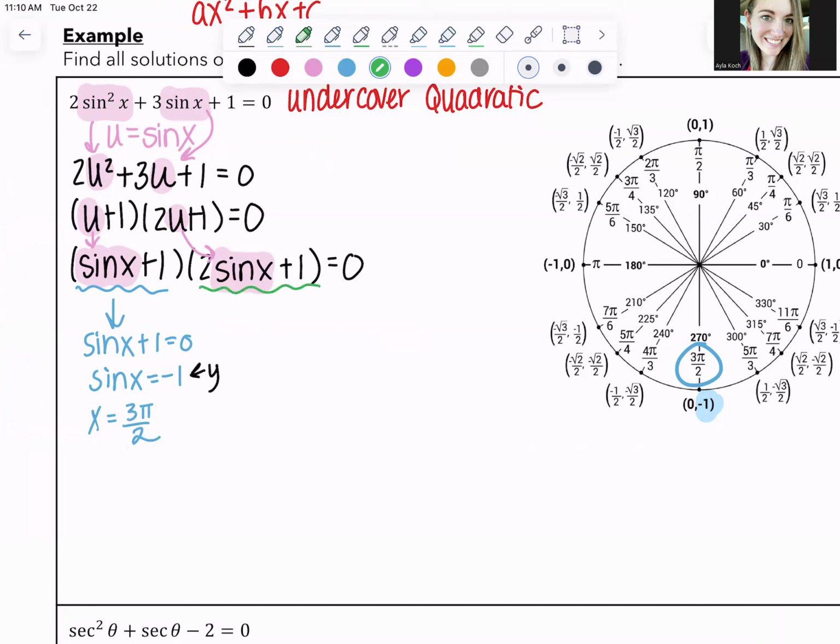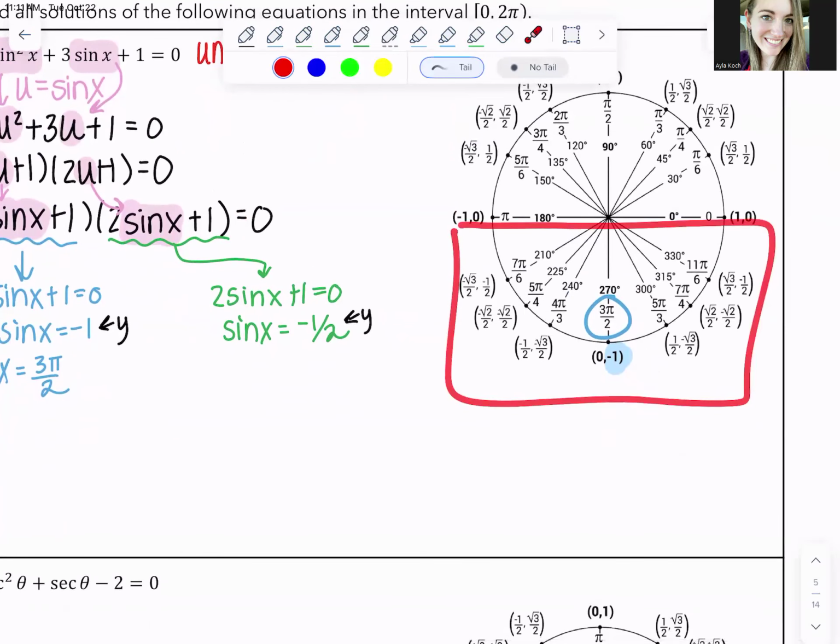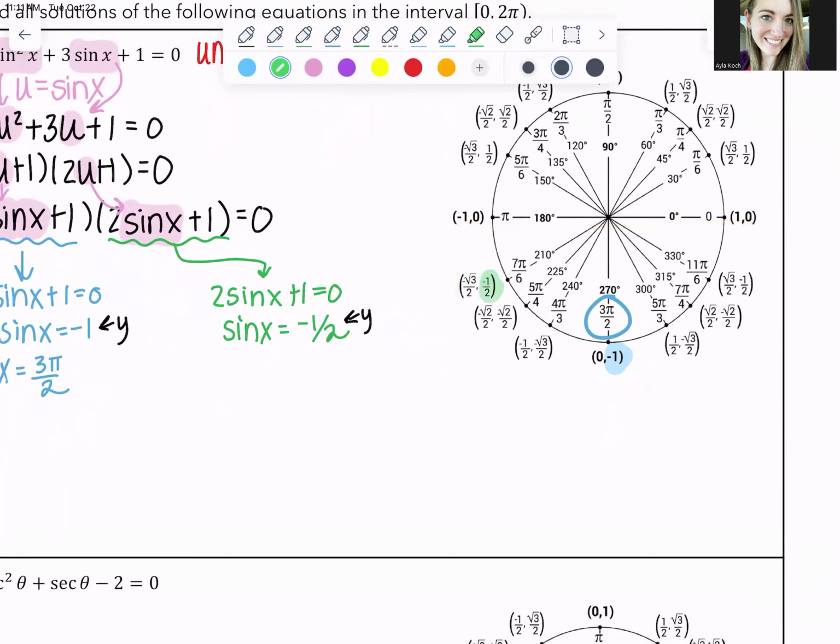For the second equation, 2 sine x plus 1 equals 0, we get sine x equal to -1/2 after moving things around. So where is the y value -1/2? Come over here. Negative y values are on this bottom half of the circle. Where is the y value -1/2? I told you there's a lot of pi over 6 answers here. 7 pi over 6 and 11 pi over 6.